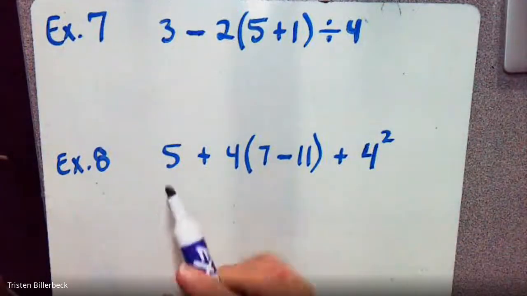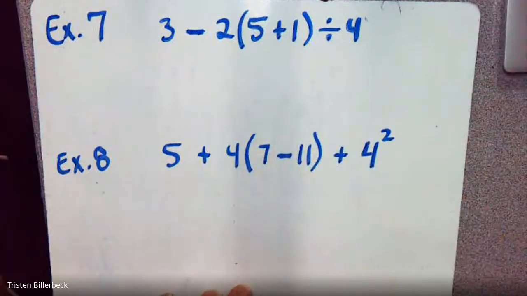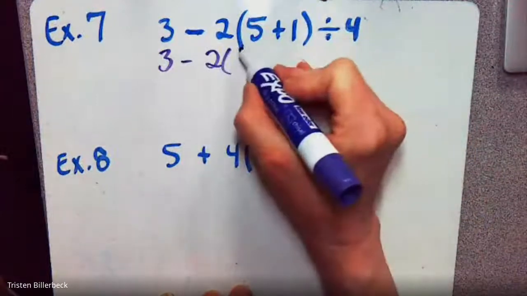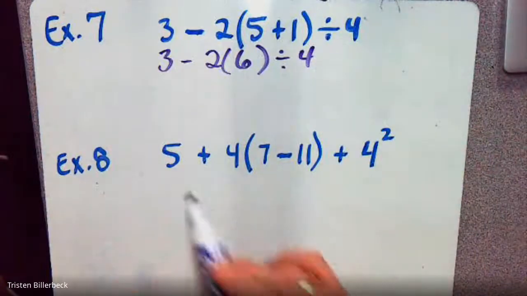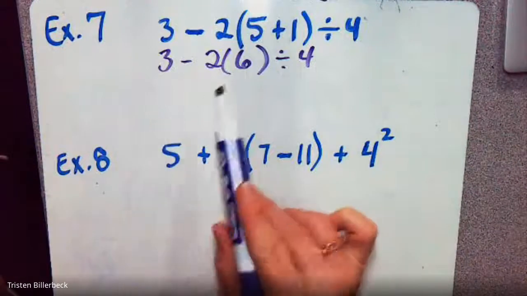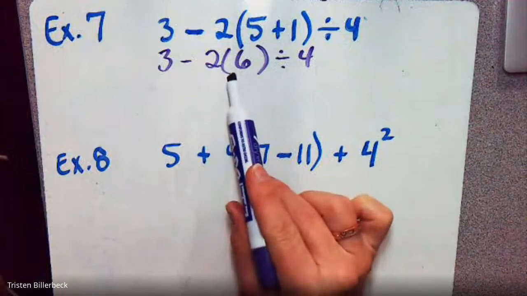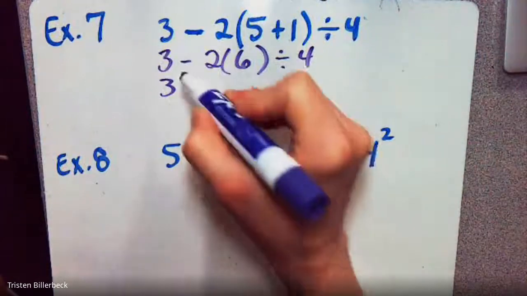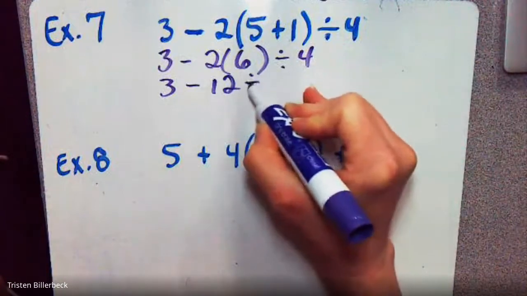All right, so this one, we have 3 minus 2 times the quantity 5 plus 1 divided by 4. All right, so first we do the parentheses. So we have 3 minus 2 times, and 5 plus 1 is 6, divided by 4. All right, so we're still going from left to right. We do multiplication first. If I have 2 and then times written like that, that's still multiplication. So we still do it first because that happened before the division when we read left to right. So we have minus 12 divided by 4.